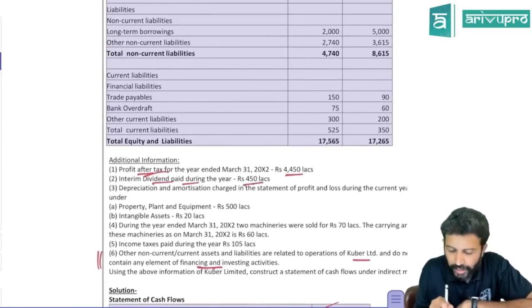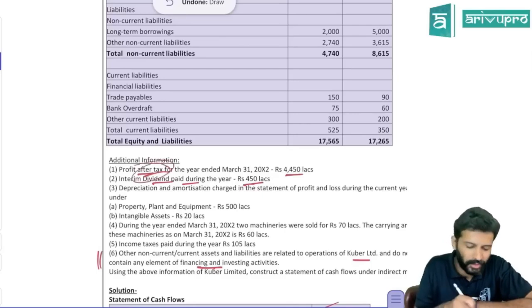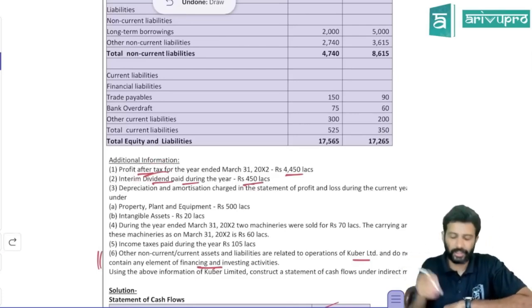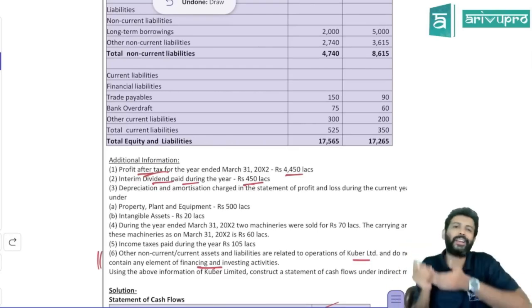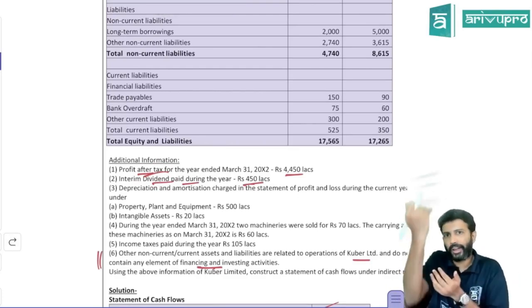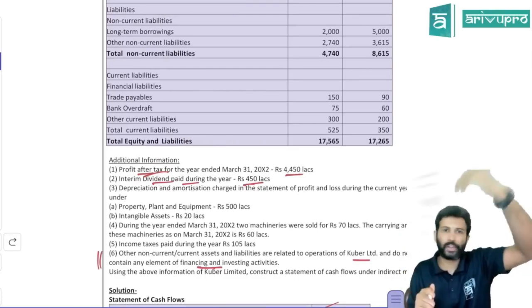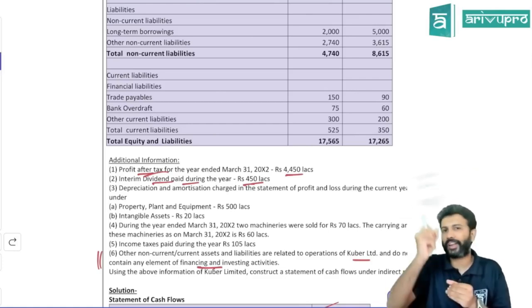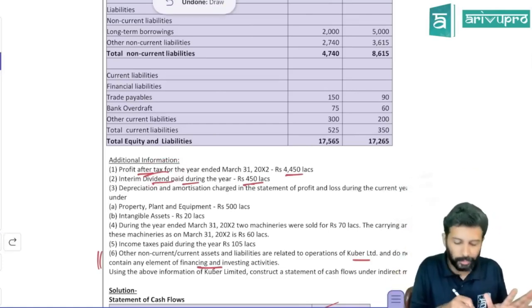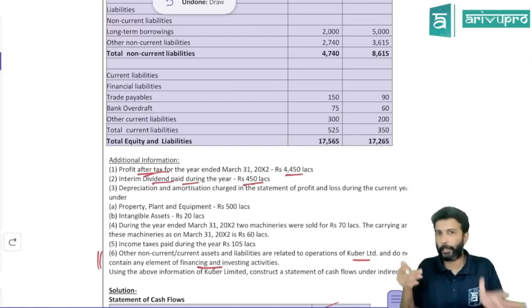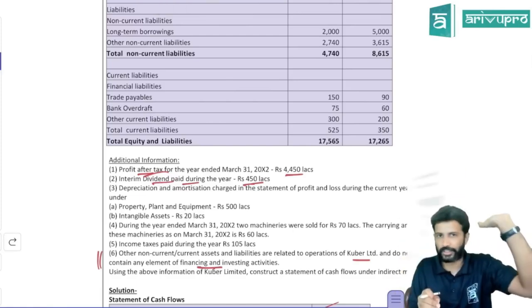Interim dividend has been paid, 450 lakhs. Sir, we have taken profit after tax. We have not taken retained earnings. Interim dividend affects retained earnings. If I had taken retained earnings, due to interim dividend, the retained earnings balance would have reduced. Hence, I would have had to add it back. I did not take retained earnings. I have taken profit after tax, so dividend and all is not yet deducted. So I don't have to worry about interim dividend adjustment in operating cash flow because I've taken profit after tax. That's the reason.